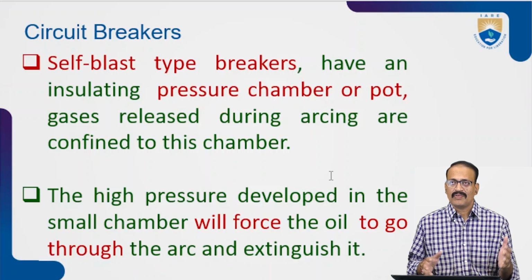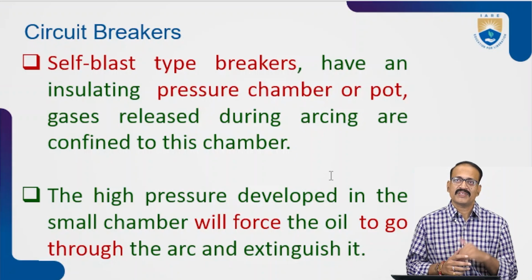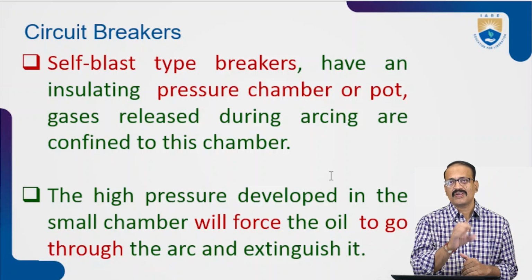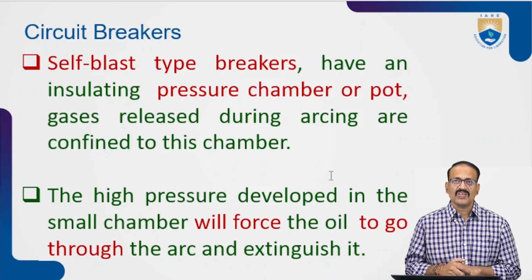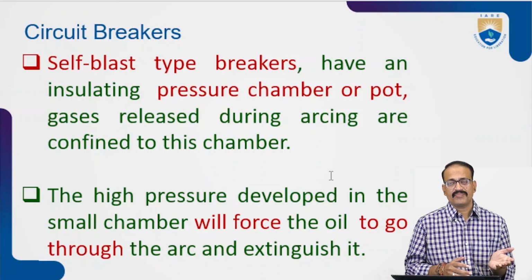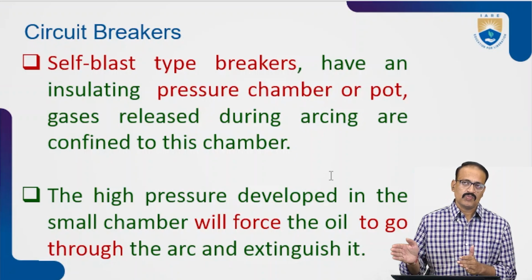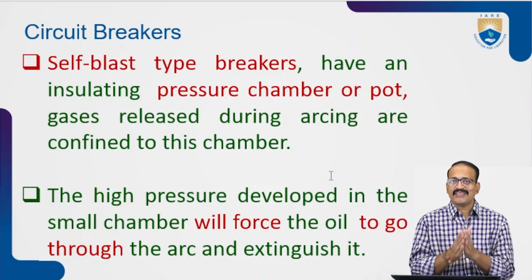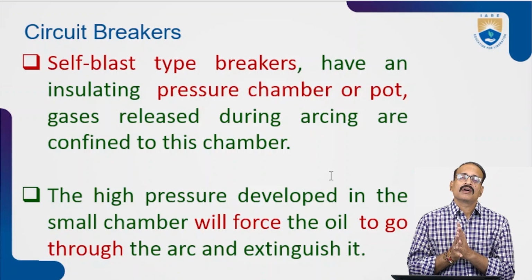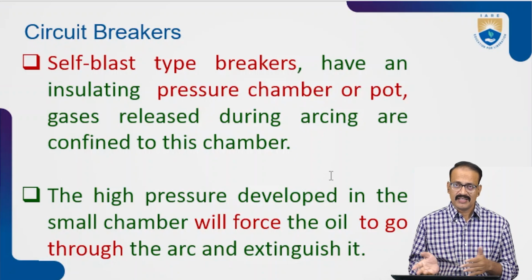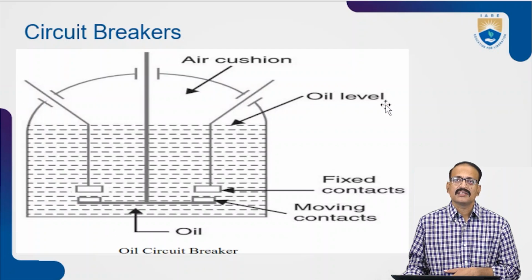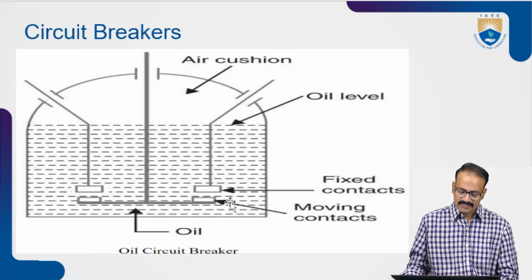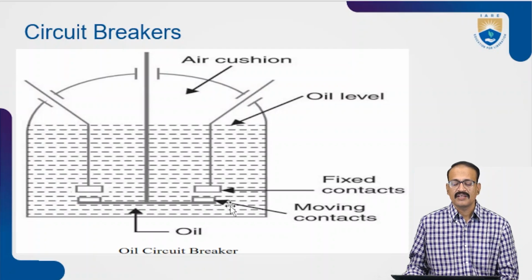Earlier there might have been some pressure in that pot or pressure chamber. The name itself is pressure chamber because the pressure is developed because of the release of the gases. So this pressure will force the oil to move between the contacts. That means disturbing the arc, and indirectly extinguishing the arc. So this was the pot or pressure chamber, with moving contacts and fixed contacts.